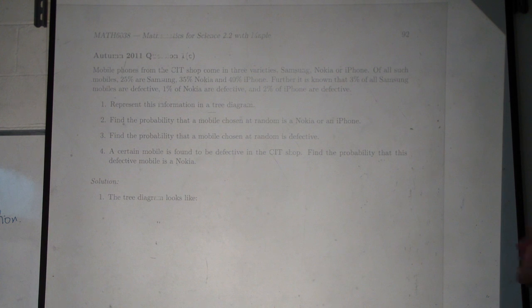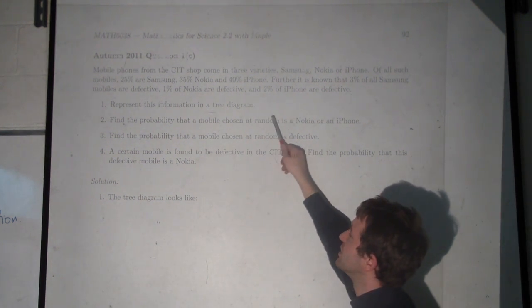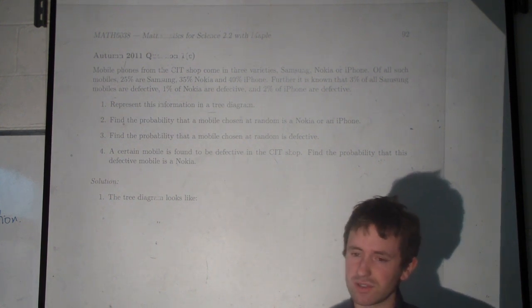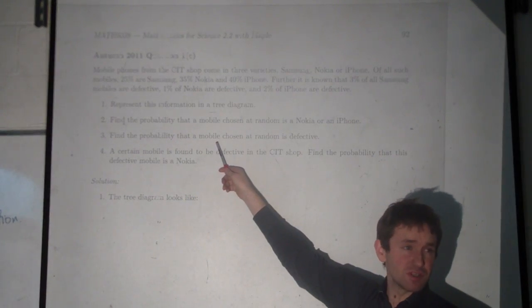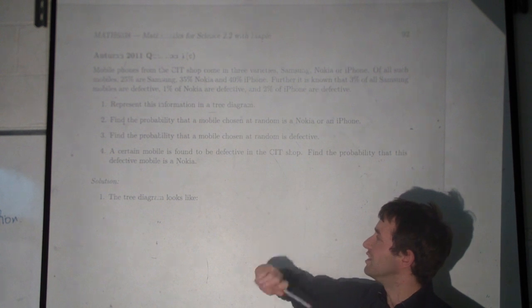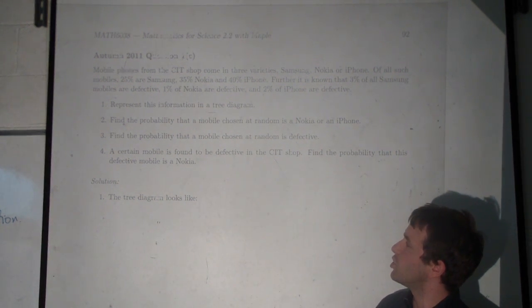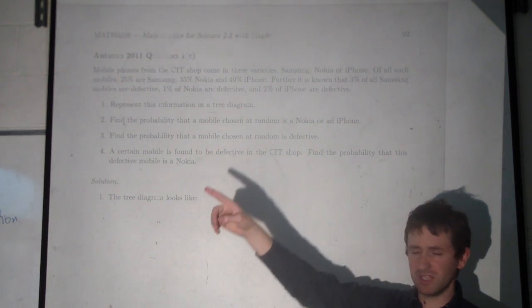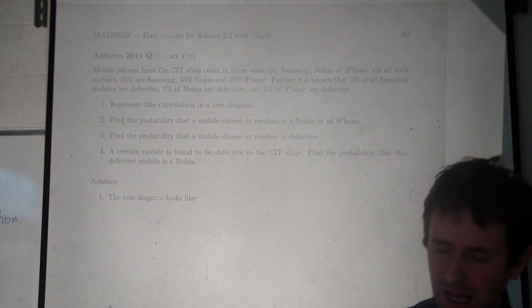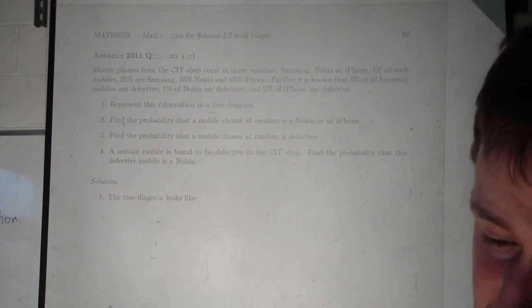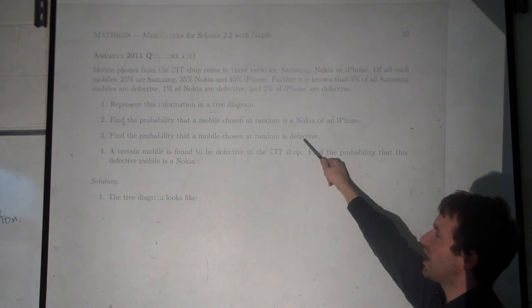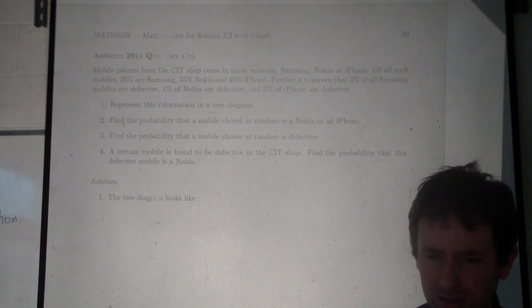You answer questions like, find the probability, well this is the easy one, that a random thermometer is from company A or company B. Find the probability that a thermometer chosen at random is defective. And then this is the harder question: you have a defective thermometer, what is the probability that it came from company A? So you get a tree diagram, which is easy enough. Easy question, medium, harder, hard. And it's pretty much what you're going to get.